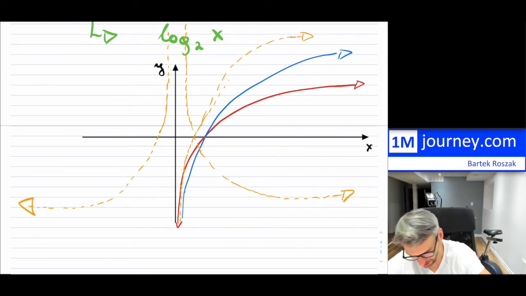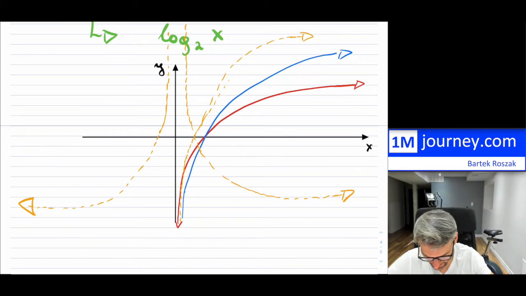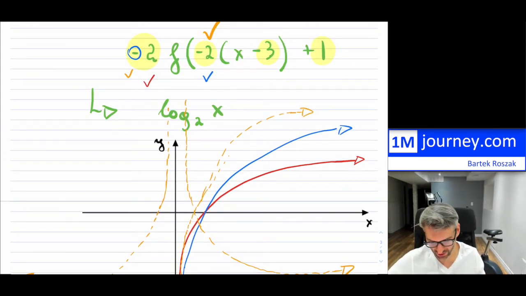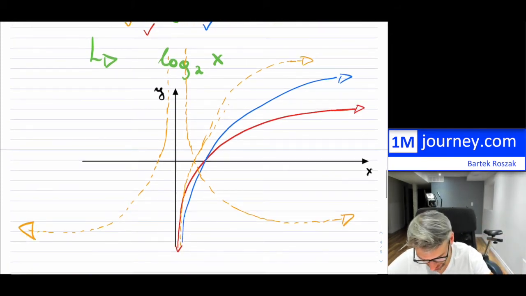Okay, so that's going to be going in this direction. And now it's going to be translated. Okay, so it's translated by 3. It's going to go 3 to the right and then 1 up. Okay, so it's going to be going 3 to the right and 1 up.